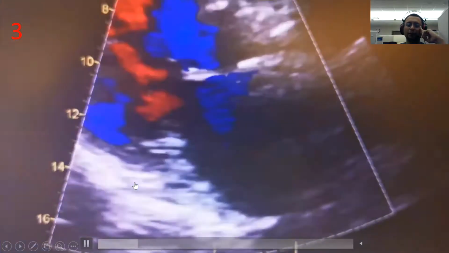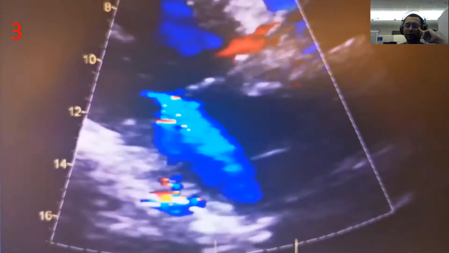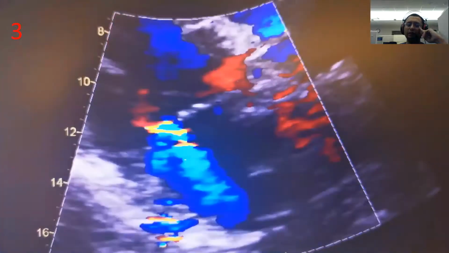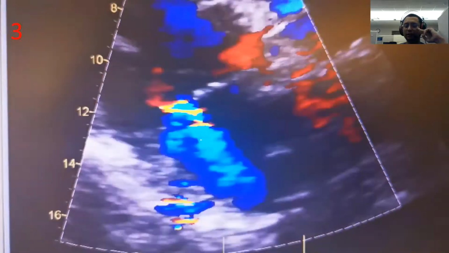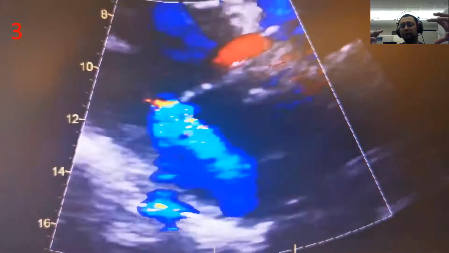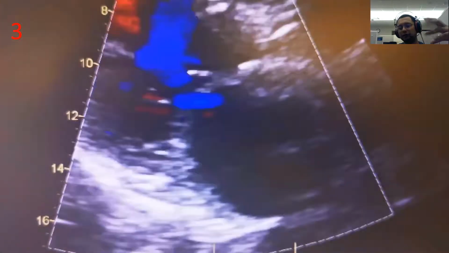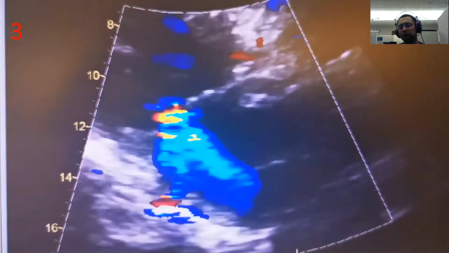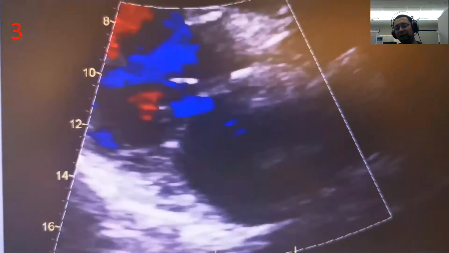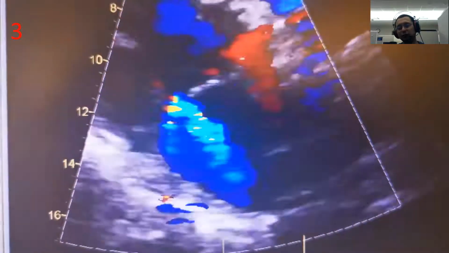So proportionate MR is when the MR is directly proportionate to the severity of the LV dilatation. So usually the LV dilatation is not so severe, but the MR sort of follows. So the MR is actually like a bystander to the LV dilatation. So if you see someone with severe MR and also the LV is very dilated, that is a proportionate MR. In disproportionate MR, the MR is severe, but the LV is not so dilated.